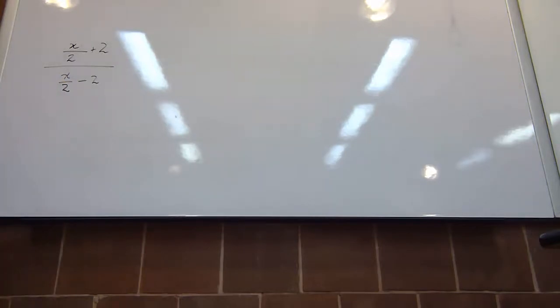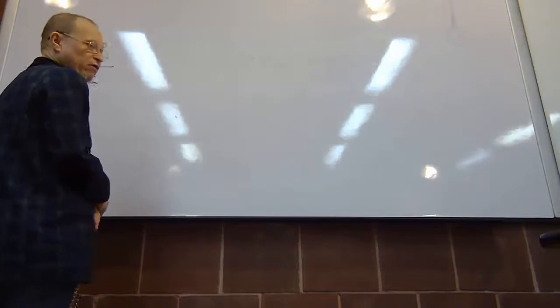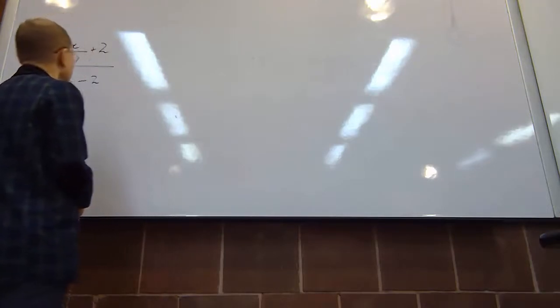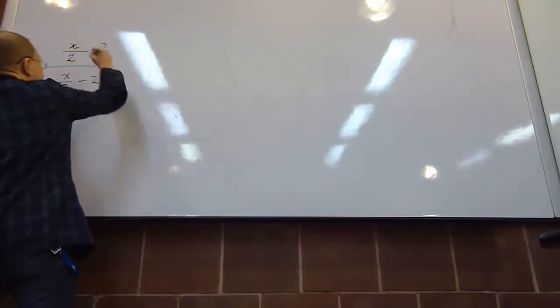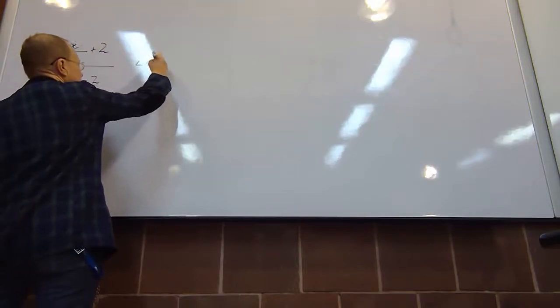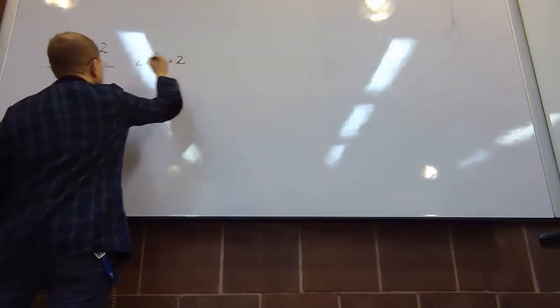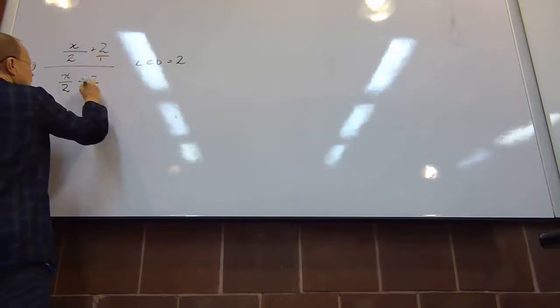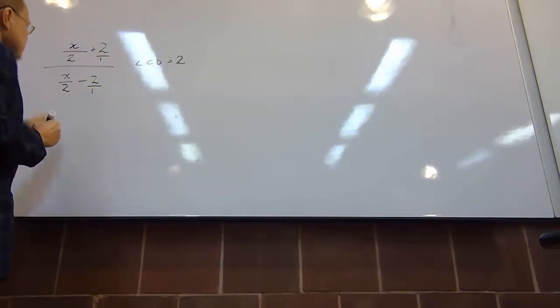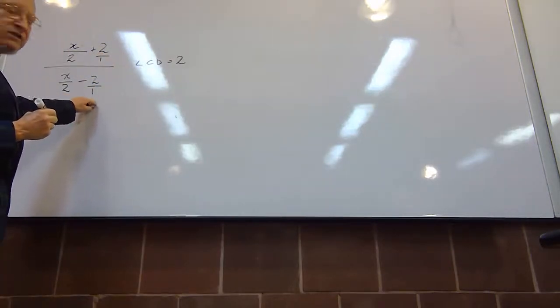So here I'm going to start out with the lowest common denominator method, which is what we've been doing for the last couple of problems. So we find here the lowest common denominator is equal to 2. So this is going to be over 1, over 1. I'm just going to write that again as a place marker.